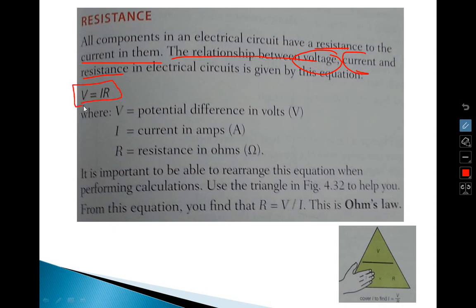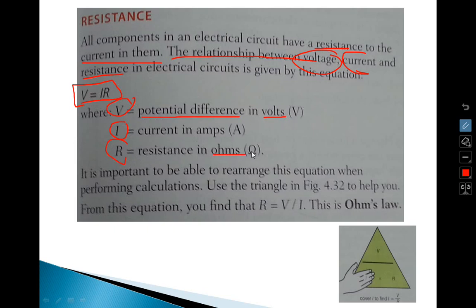So voltage on any component in the circuit is equal to what? I passing through R. I times R. V is the potential difference, or voltage, in volts. I is the current in amperes. R is the resistance in ohms.